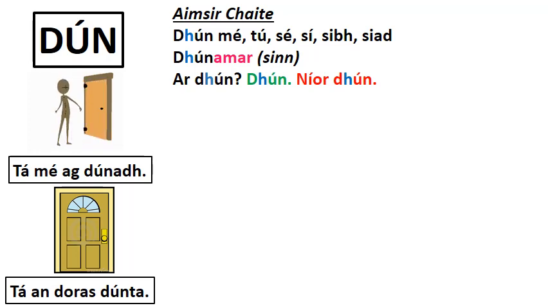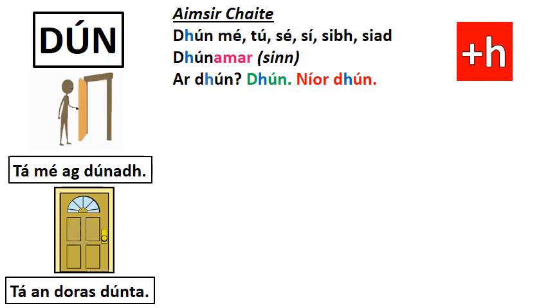So, what's important here? Amar is our we ending. Ar is our question word. Níor is our negative answer. But really, if I was to pick one thing that would be the most important thing for you to remember for the aimsir chaite, it is the séimhiú, okay, which is an h on a consonant, d apostrophe on a vowel.